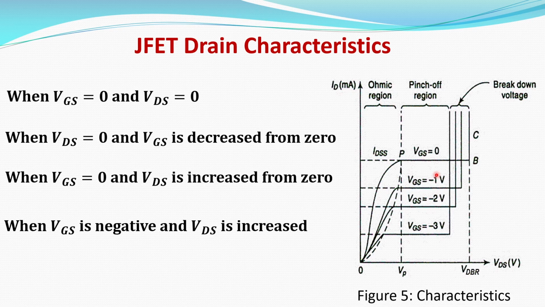And next condition, when VGS is negative and VDS is increased. Here the VGS value is negative, and at that time the VDS value is increased. Based on these four conditions, the drain characteristics can be plotted. For plotting the drain characteristics, VGS and VDS are very important for plotting the load line as well as the Q point of the JFET transistors.